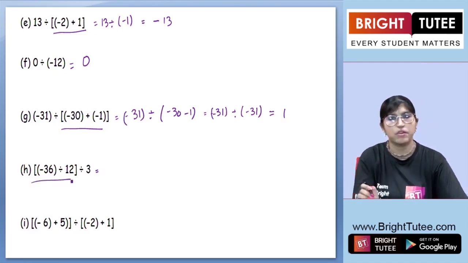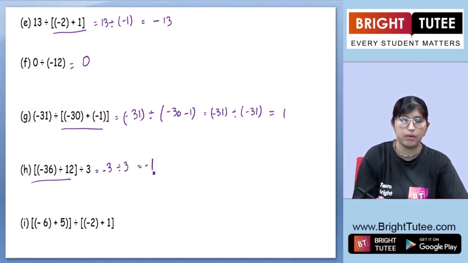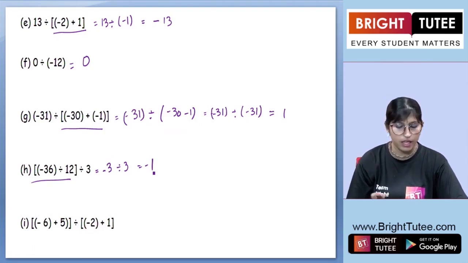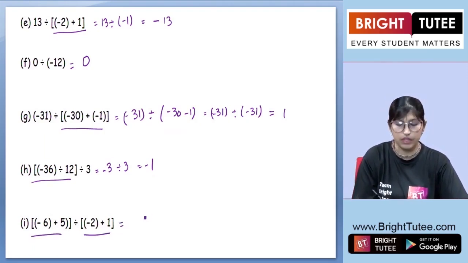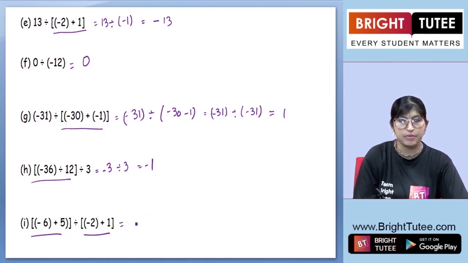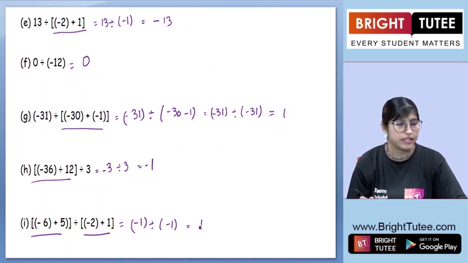In this part, we'll be solving the bracket first. So we'll be getting minus 3 divided by 3, which will be minus 1. Last but not the least, we'll be dividing this and this. First of all, we solve these two brackets. So minus 6 plus 5 is minus 1. Minus 2 plus 1 is again minus 1. So minus 1 divided by minus 1 will be 1 only.